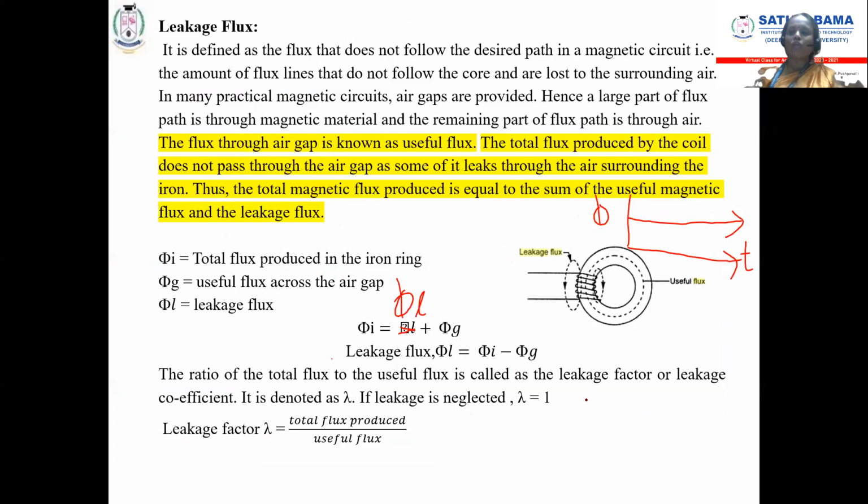So what is the formula for leakage factor? They are saying lambda means total flux by useful flux. Are you clear? Okay.